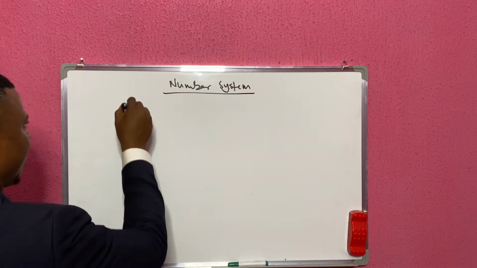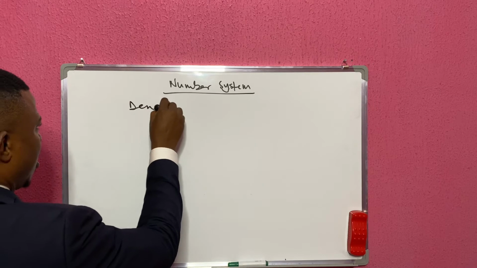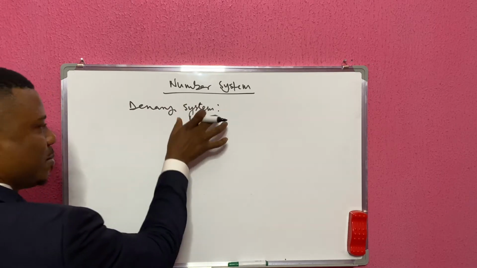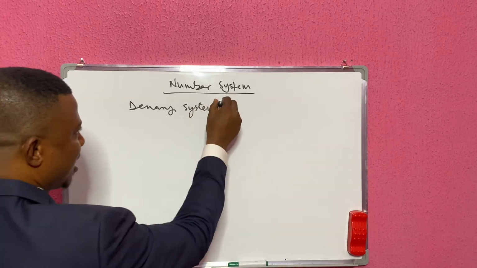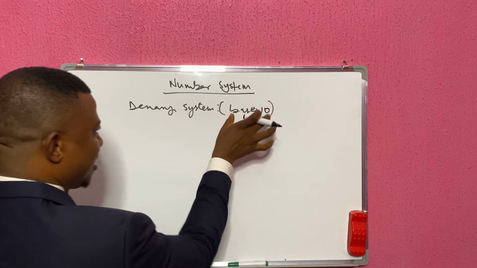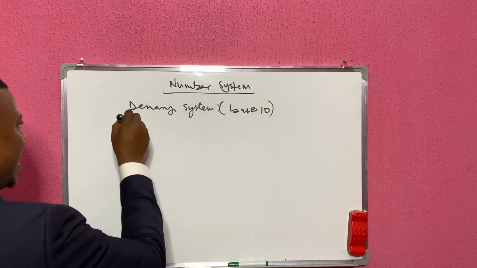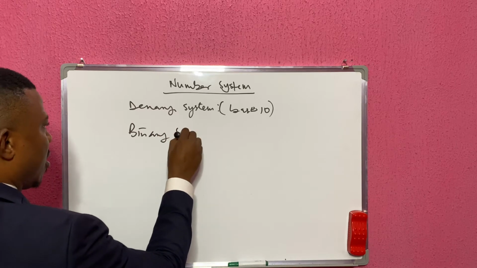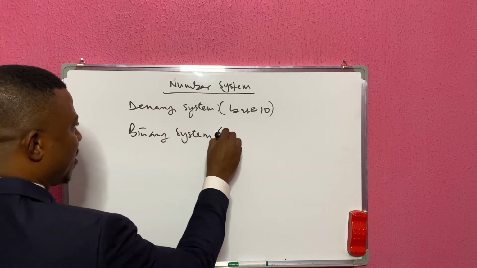Number system. Denary system. This is base 10. Then binary system is base 2.